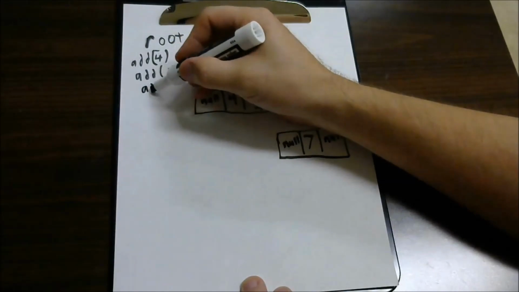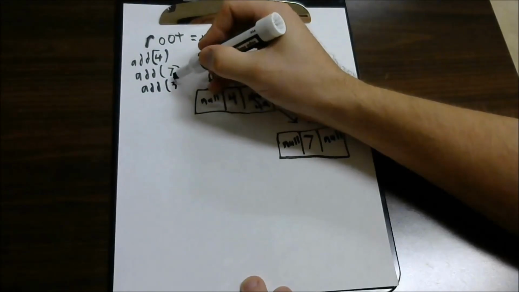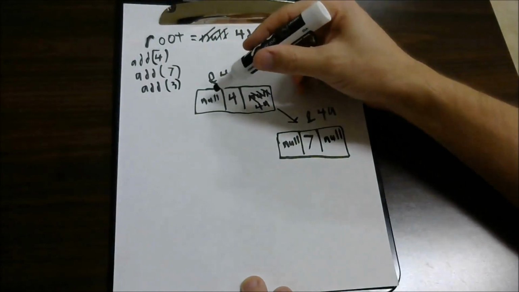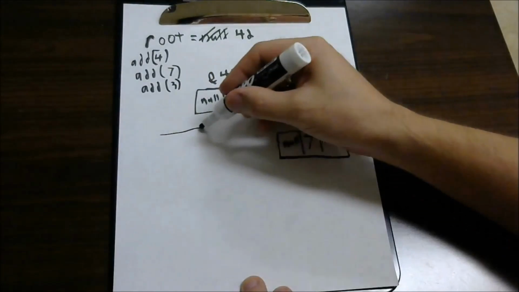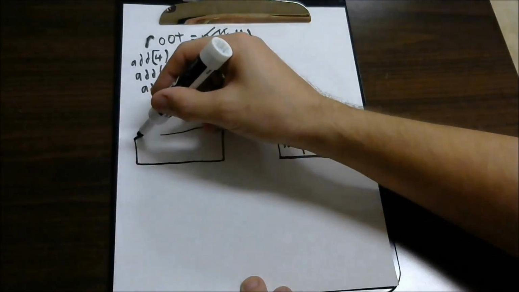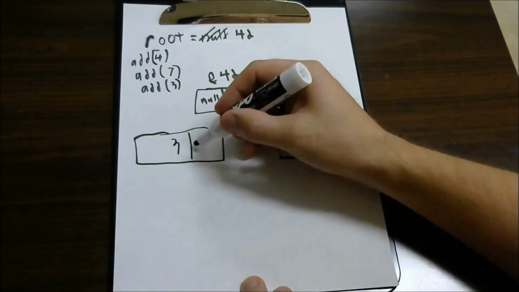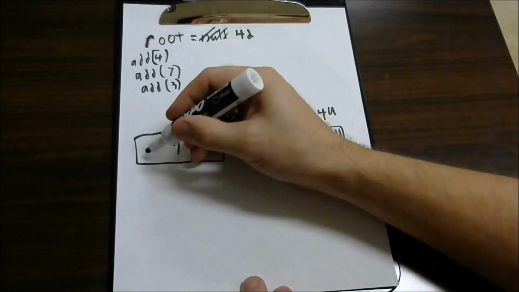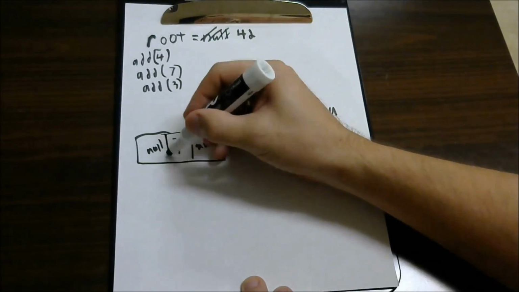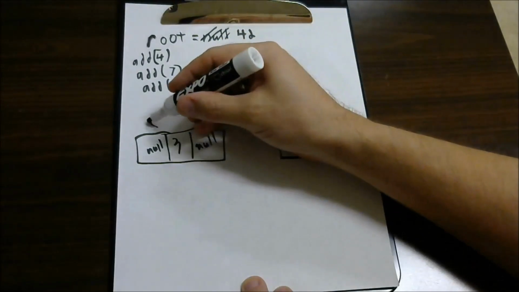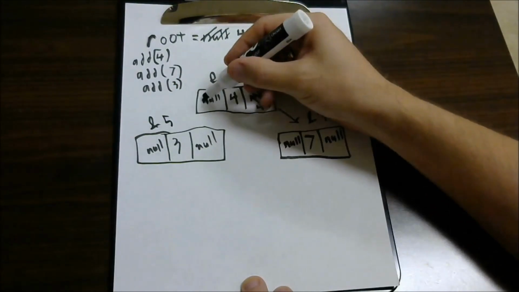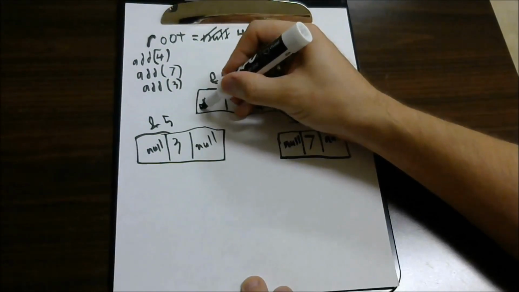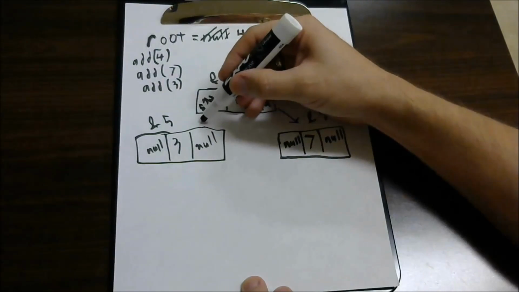If I needed to add a 3, we would follow the same procedure, but we'd say, oh, 3 is smaller. My left guy's null. So we add 3, null, null, and maybe it has address 5. So then we change this null to a 5. Now we have a left child and a right child.